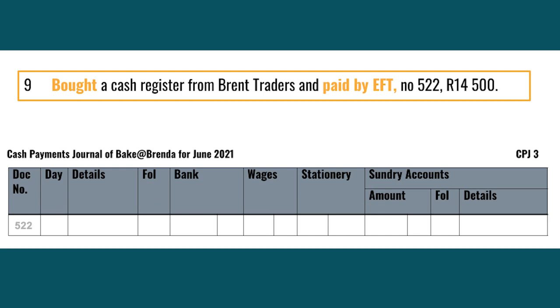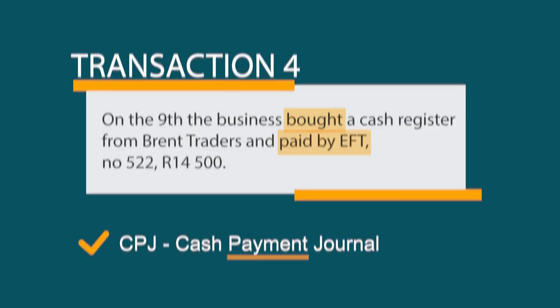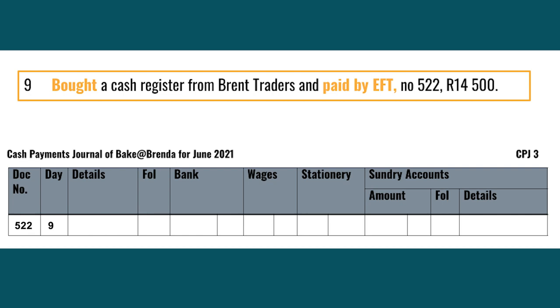The document will be 522, the day is the 9th, details will be Brent Traders, and the bank and sundry accounts columns will be recorded with 14,500 Rand, and the details will be equipment. Let's look at that example one more time. Okay, grade 8 learners, the next one is yours.